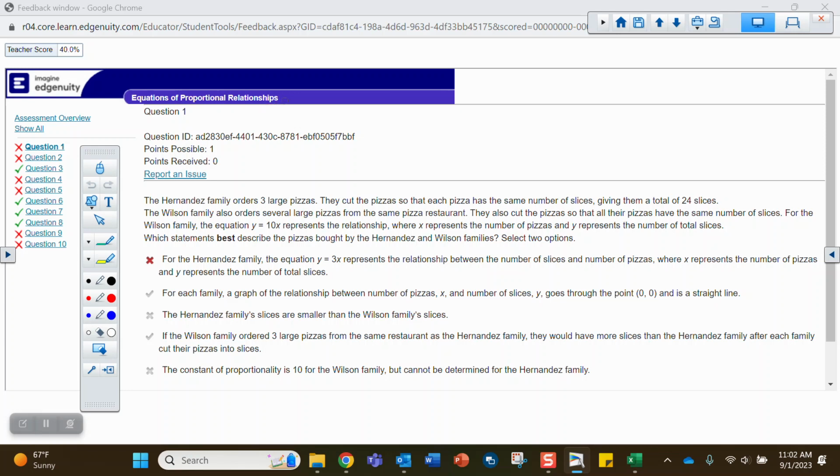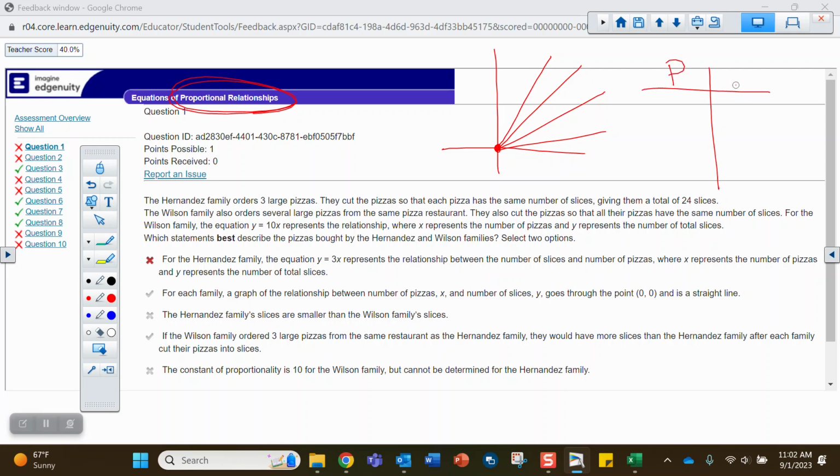First of all, this unit is all about proportional relationships. When we graph a proportional relationship, all those graphs start at 0, 0, and they move in this direction. They are going to be straight lines like this. So when the Wilson family orders 3 pizzas, we do pizzas, and then we do slices. They order 3 pizzas, they get 24 slices. We're not told anything about the Wilson family other than their equation, y equals 10x.